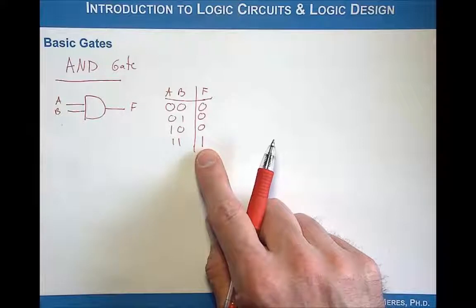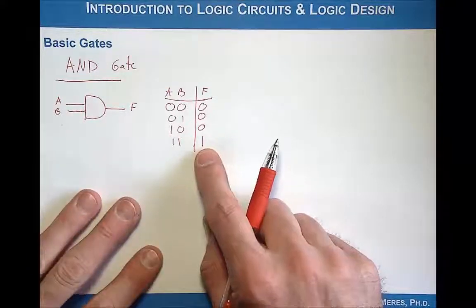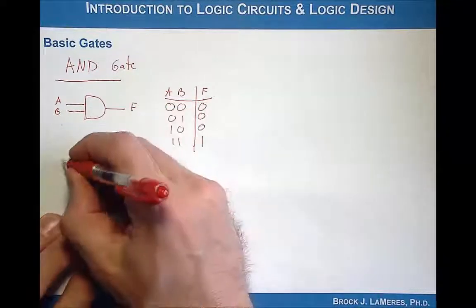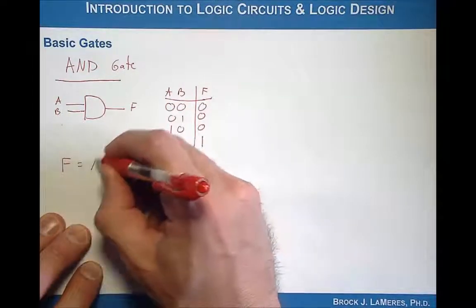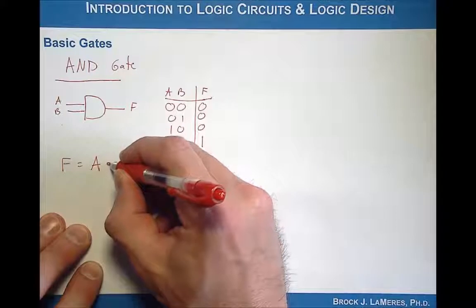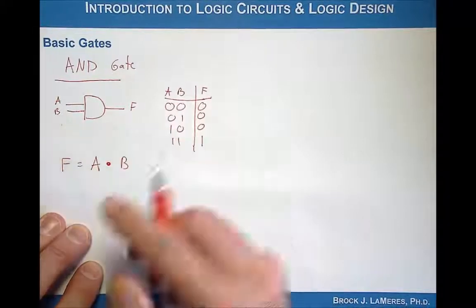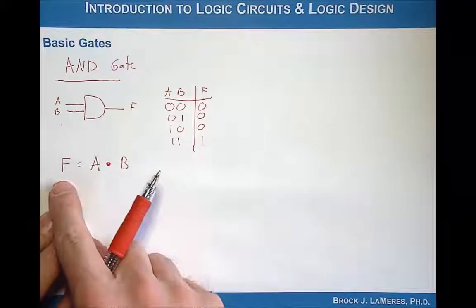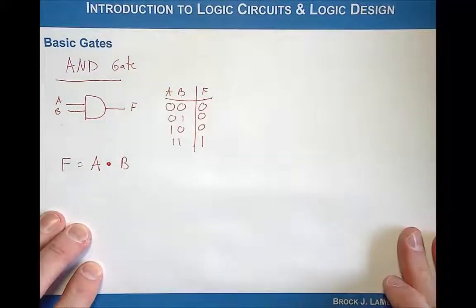If we look at the logic expression, the operation that we use, we would say F is equal to A, and the AND operation is the center dot. A center dot right here means AND operation. So this would read as F is equal to A ANDed with B.